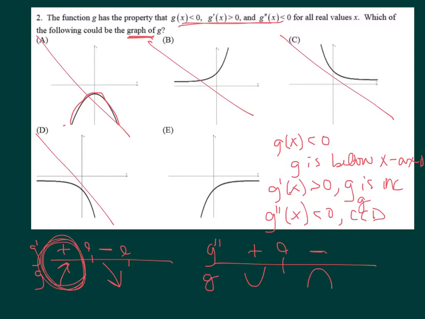So g is concave down. If I look at my last choice, is this in fact a graph that is concave down? I would say yes, it is. So it's increasing, it's concave down, and it's below the x-axis. Choice E is the correct choice.